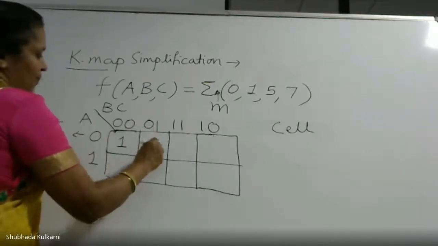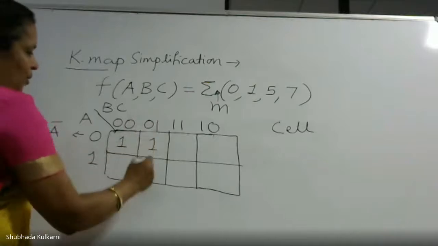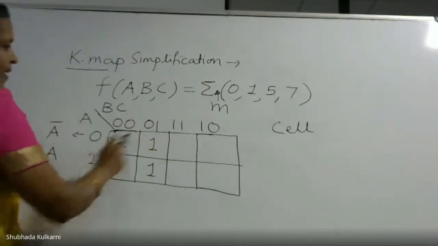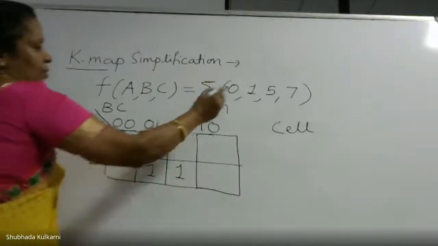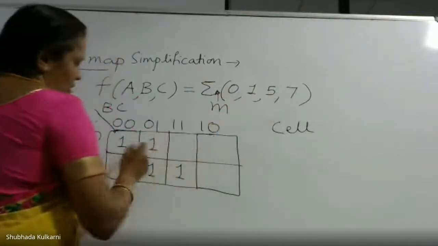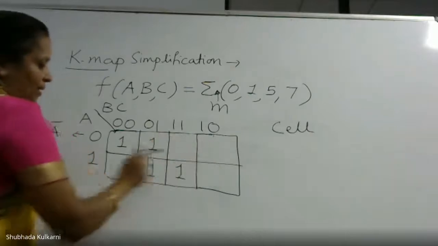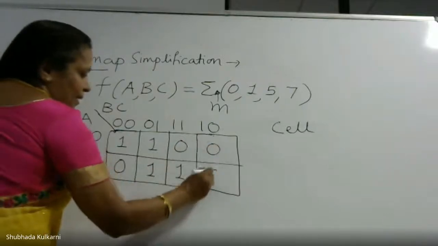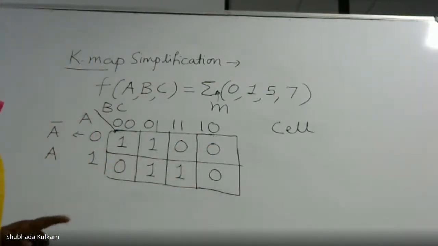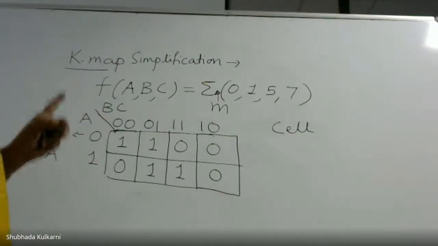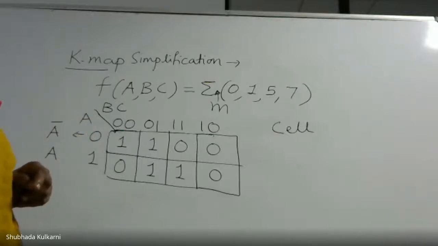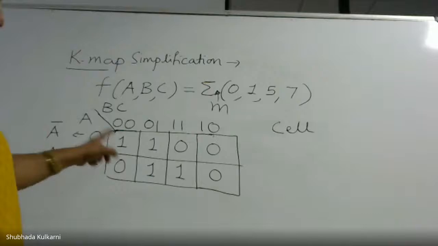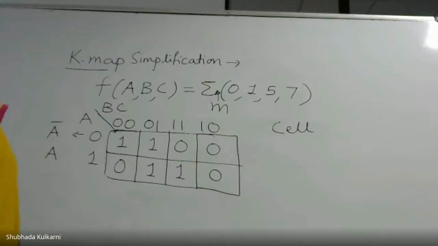Where is 1? 0, 0, 1. This is the M1 position. 5, 1, 0, 1 is 5. And where is 7? 1, 1, 1, 7. So in total how many mean terms? 1, 2, 3, 4. So 4 positions. What is left in the other positions? Definitely 0. Whenever any Boolean function is described, the output can have only 2 values, either 1 or 0. So what is given in the problem? Sum of mean terms 0, 1, 5, 7. So only those designated positions in the K-map we enter 1, and automatically the remaining will be 0.